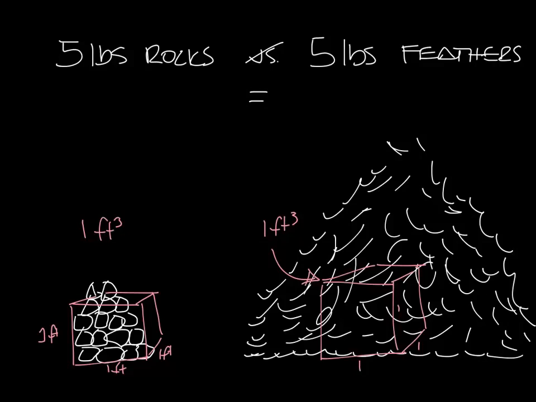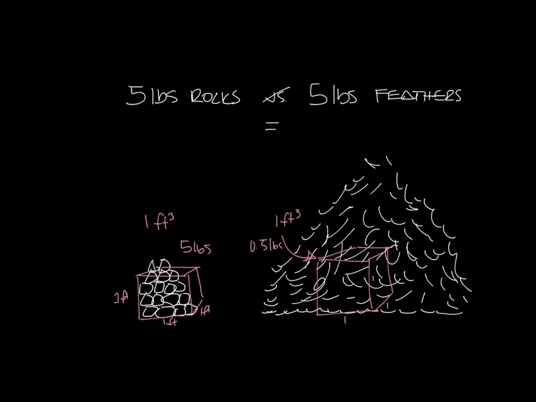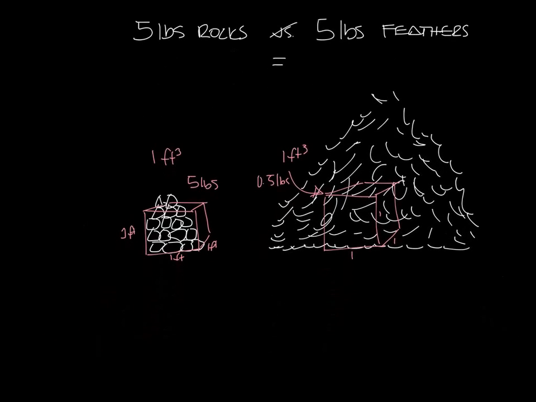So now we have our cubic foot of rocks and a cubic foot of feathers, but you can clearly tell they have different weights. Let's say a cubic foot of rock weighs 5 pounds and a cubic foot of feathers weighs a half pound. So now we're talking about the density. Density equals mass divided by volume. So without even doing the calculation, you can see that the 5 pound cube of rocks is more dense than the half pound cube of feathers. So it has a higher density.